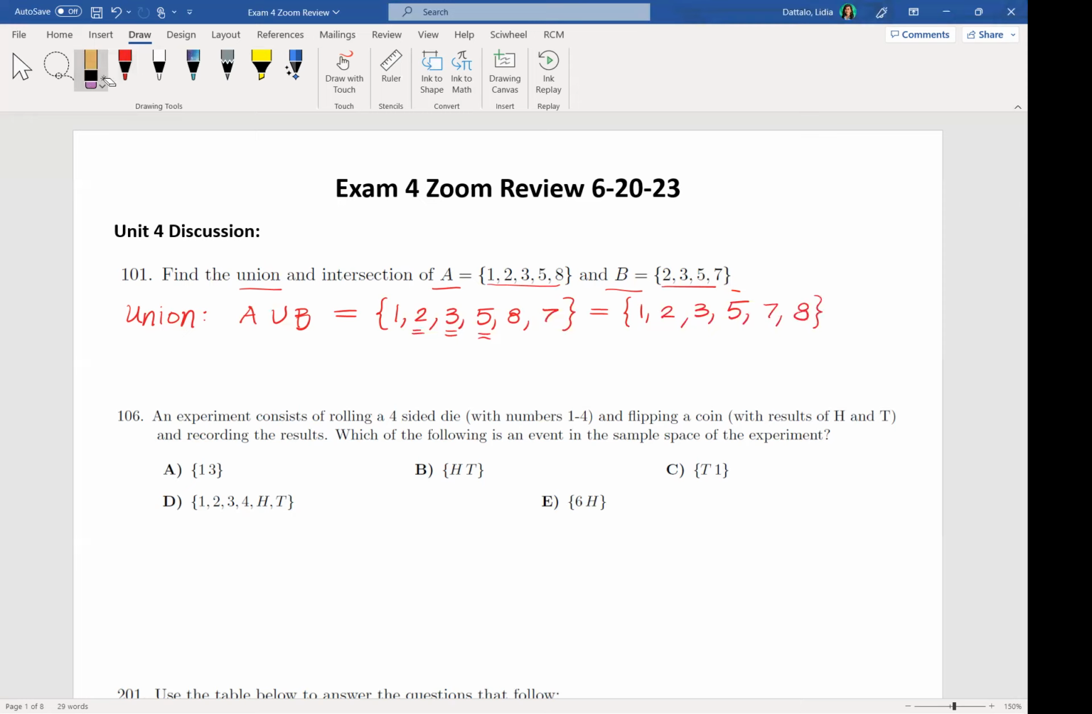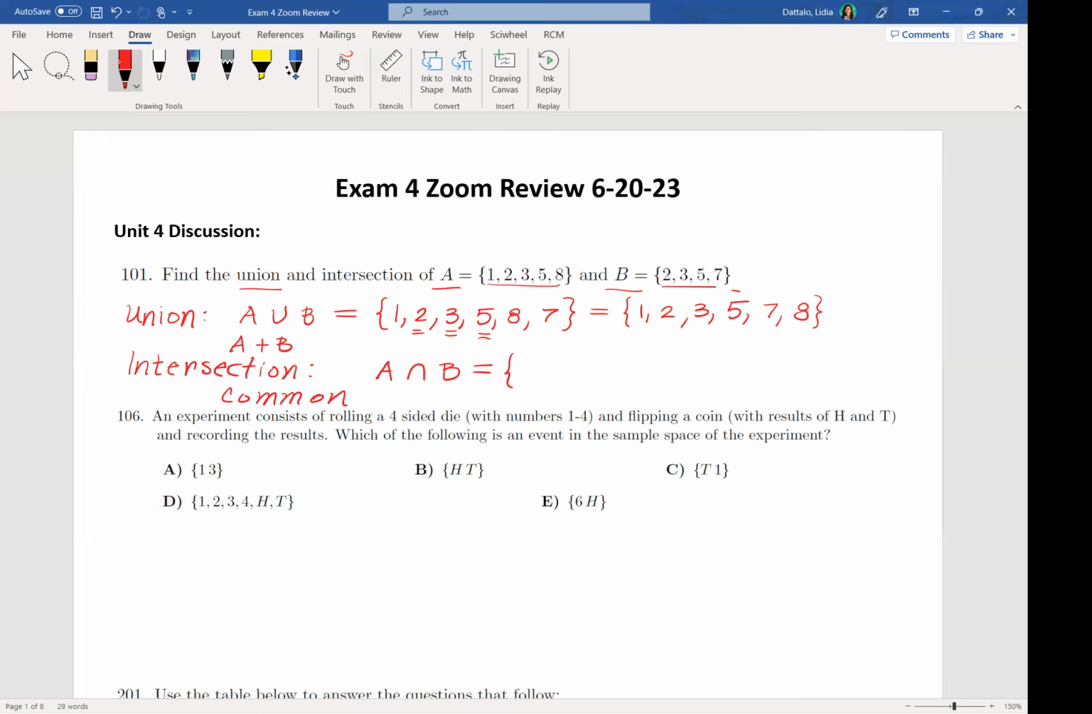Now the intersection is just going to be common. This is like A and B. So intersection is what do they have in common? And again, we would write it and represent it like that, equals another set.